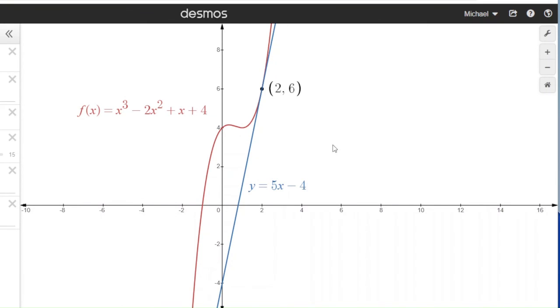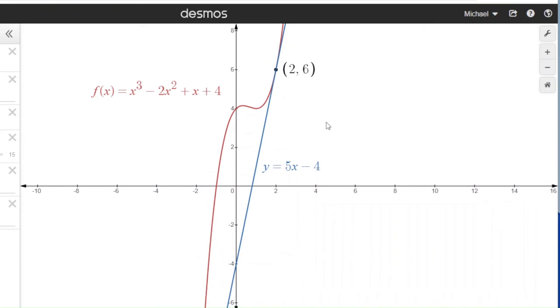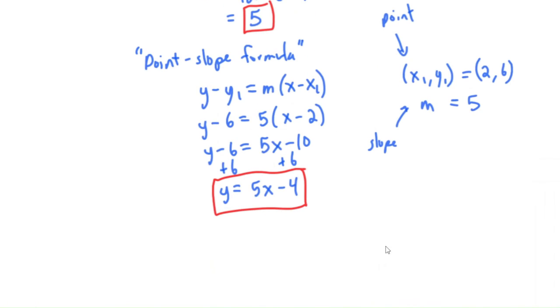So that's how you find the equation of the tangent line at a point. In this case, we looked at x equals 2. We first had to find f of 2 to give us the y-coordinate, which is 6. That is the point on the line that we're interested in. For the slope of the line, we had to find f prime of 2, and we found that f prime of 2 is 5. Once we did that, we plugged things into the point-slope formula, and then we simplified it to put it in the form y equals mx plus b.